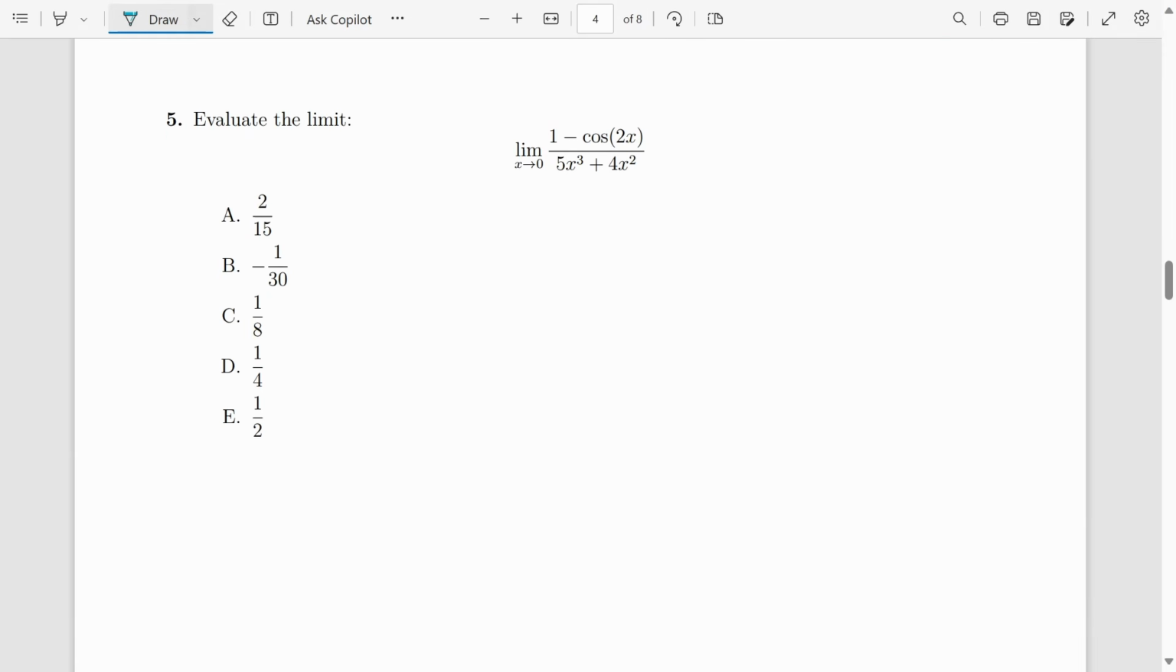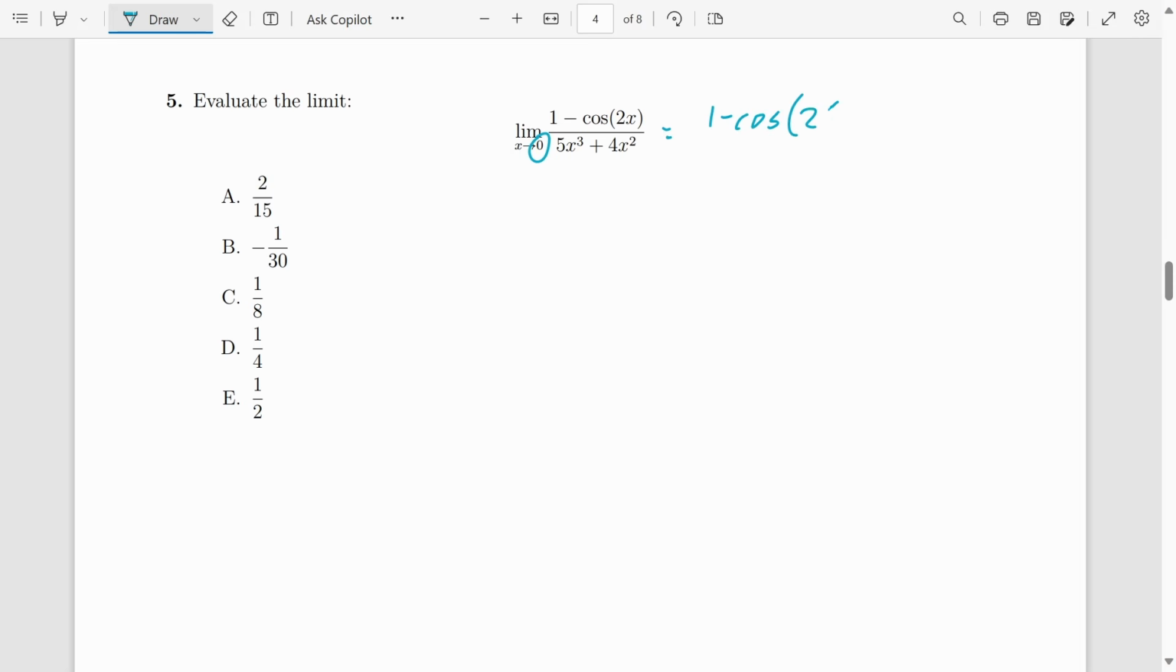Question 5, just a limit. So what I'm inclined to believe we have to do for this problem is, let's see what happens when we plug in this 0 for the x's. So this is going to be 1 minus cosine of 2 times 0, all over, nope, not 3, 5 times 0 cubed plus 4 times 0 squared.